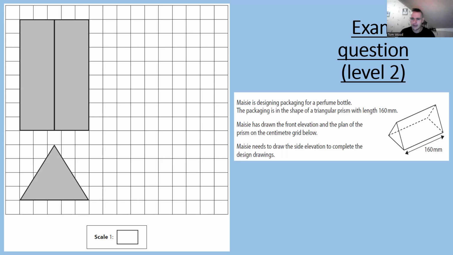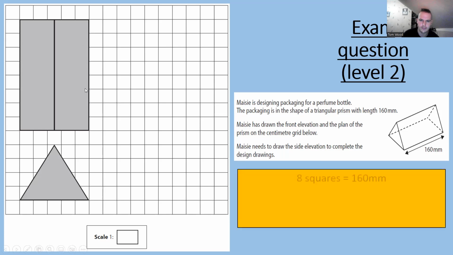They've worded it a bit differently. I haven't quite given you all the information, but we can pinpoint things from this. We can see this is 160 millimeters, which tells me that this length here, if I'm looking from the top, is 160 millimeters. If I count those squares, I can see there are 8 squares along. So 8 squares is equal to 160 millimeters. Therefore, each square on our grid is representing 20 millimeters, or 2 centimeters essentially.